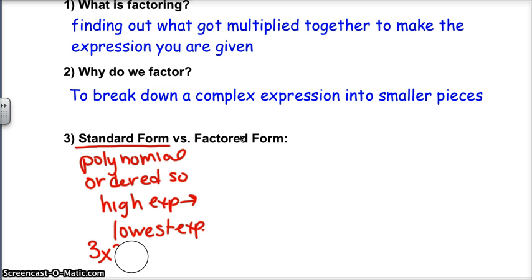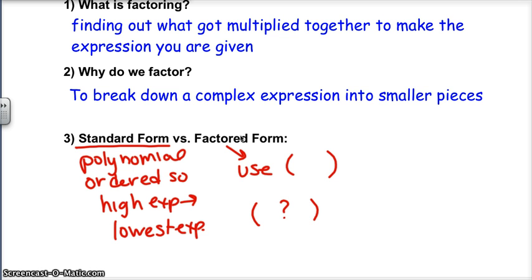Factored form is when you break it down into its pieces. Factored form is very often going to use parentheses. You're going to break things down to find, well, what times what gave me that standard form. Standard form and factored form are interchangeable. To get from factored form into standard, well, this is where we learned about all the double distribution and stuff like that.